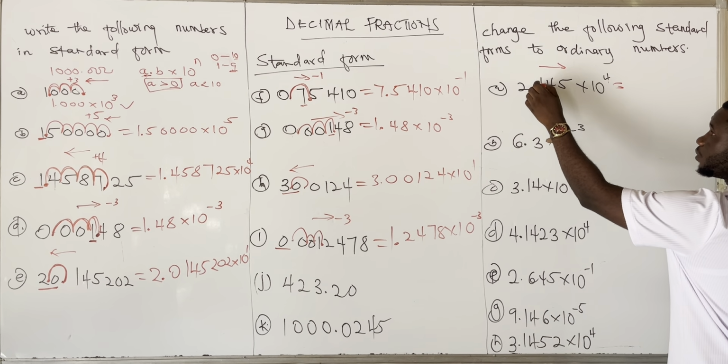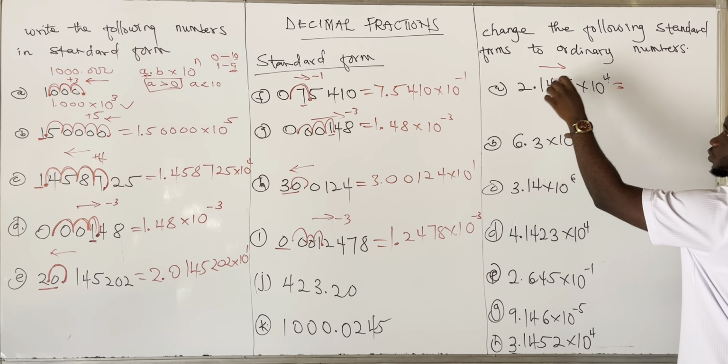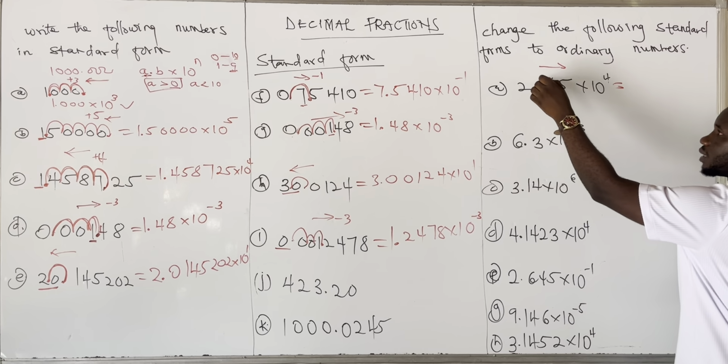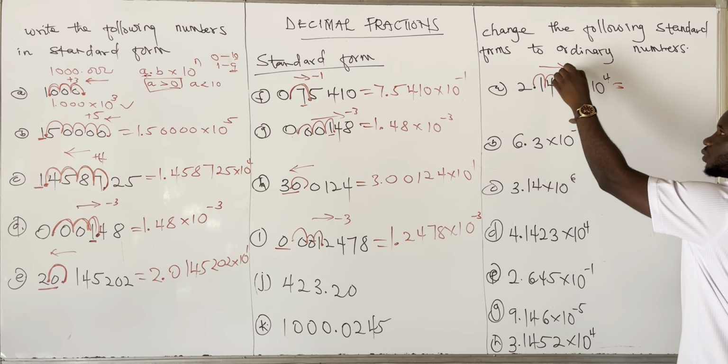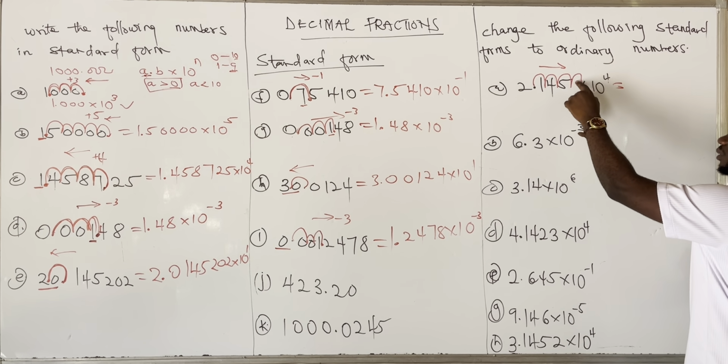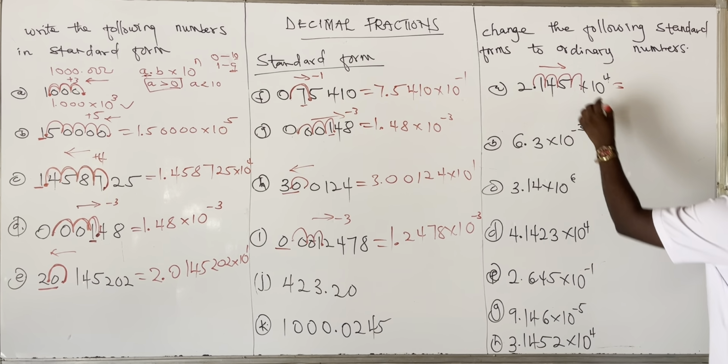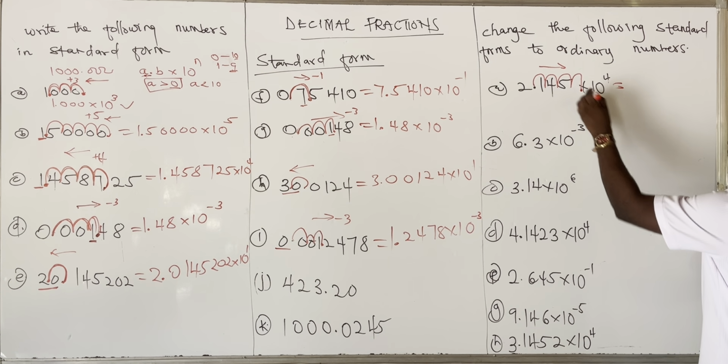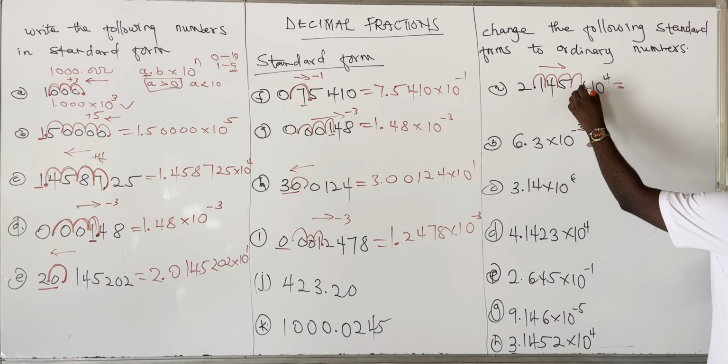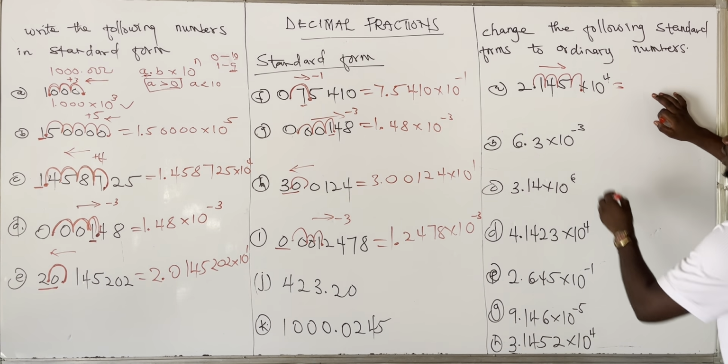How many times are you going to move this? We have power 4, so we are going to move it 4 times. 1, 2, 3, and then 4. So now our point is where? The point is over here. So let's see how we write this.